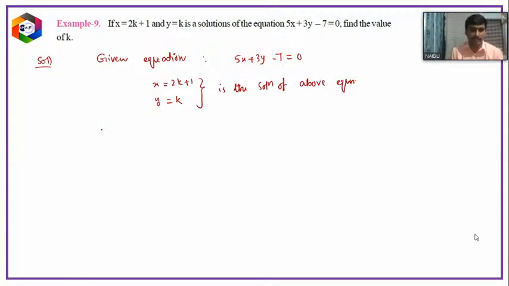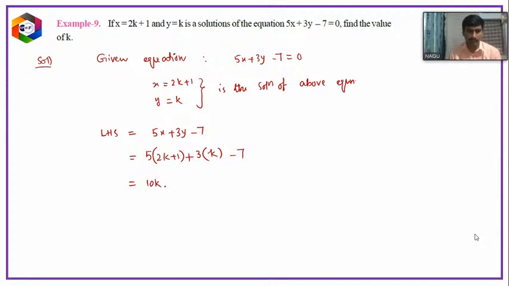So I am taking the LHS. What is LHS? 5x plus 3y minus 7. Now let us substitute 2k plus 1 in place of x and k for y. So 5 of 2k plus 1, plus 3 of k, since the y value is k, minus 7. Now let us use the distributive property, a into b plus c equals ab plus ac. So 5 into 2 is 10k, plus 5 into 1 is 5, plus 3 into k is 3k, minus 7.